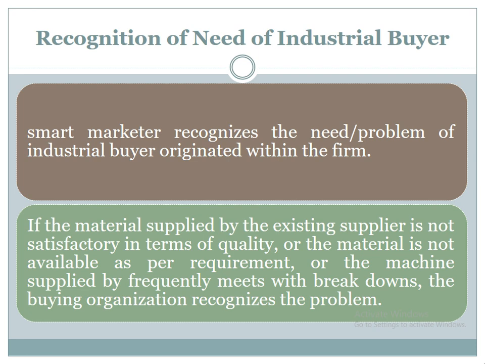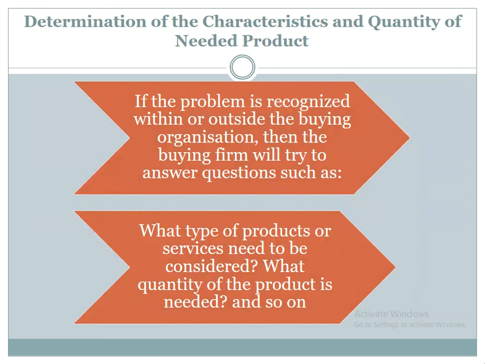If the material supplied by the existing supplier is not satisfactory in terms of quality, or if material is not available as per the requirements, or maybe the machine supplied frequently meets breakdowns, then the buying organization recognizes the problem. If an industrial marketer identifies a problem in the buying organization and suggests how the problem could be solved, there will be a better possibility of it being selected as a supplier.